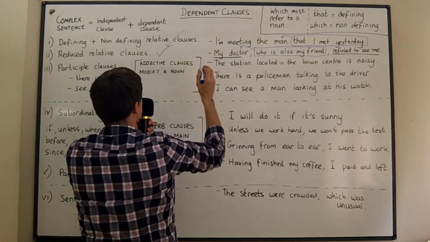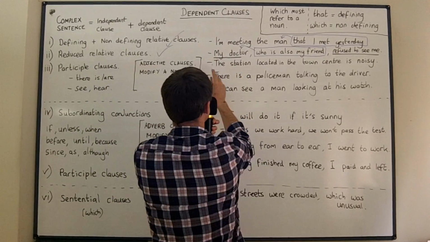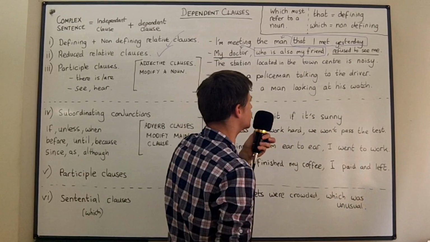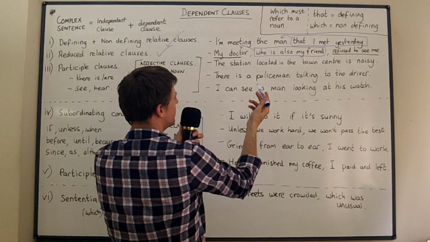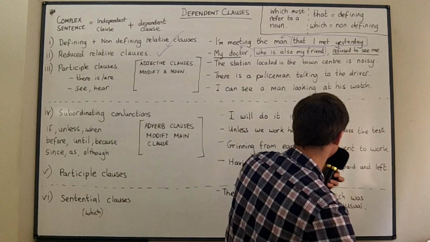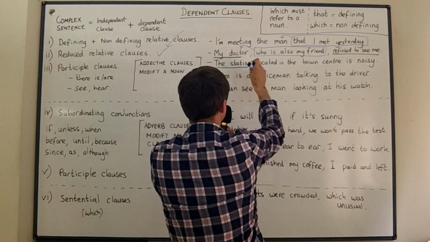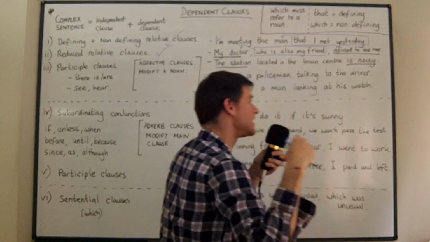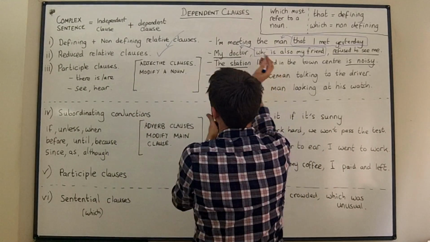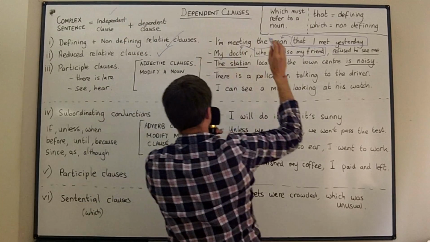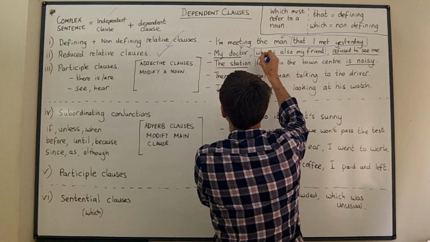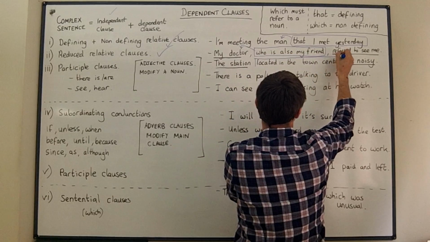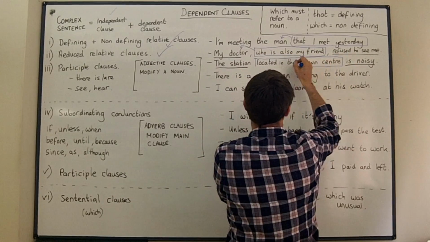Reduced relative clauses. Let's do those now. This is a reduced relative clause. The station, located in the town centre, is noisy. Now really, the station is noisy. That would be the main clause. The station is noisy. That can stand on its own. That's the independent clause. That's this part, yeah? But the reduced relative clause, which is dependent on the main clause, is here, located in the town centre.